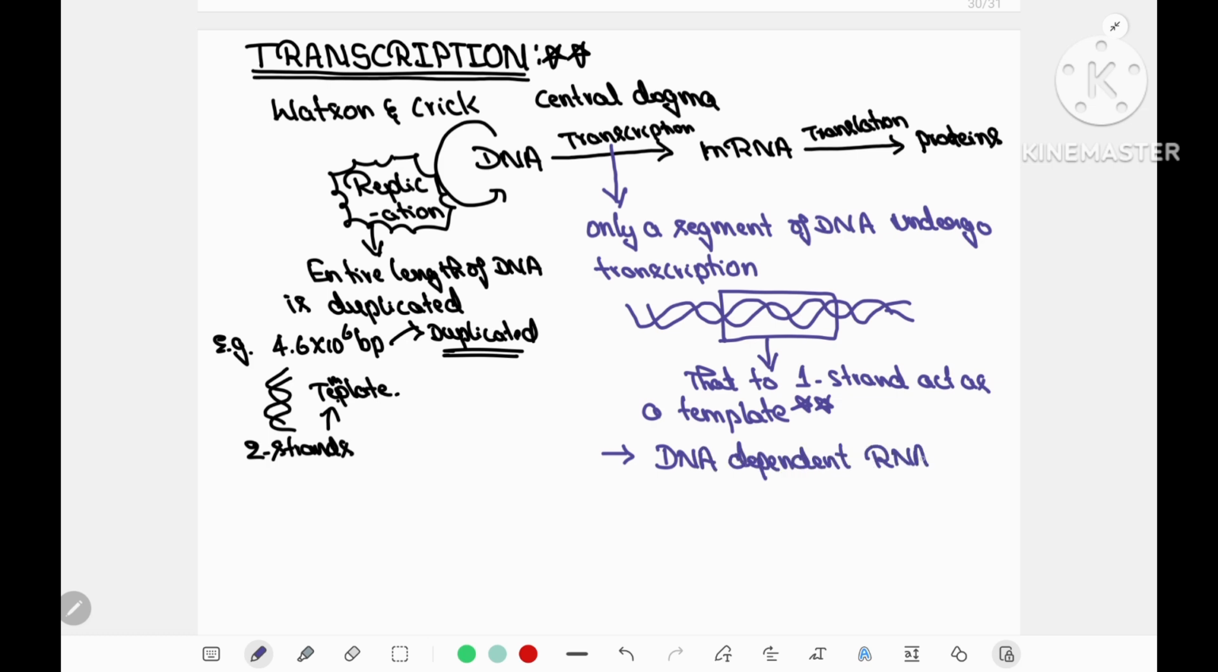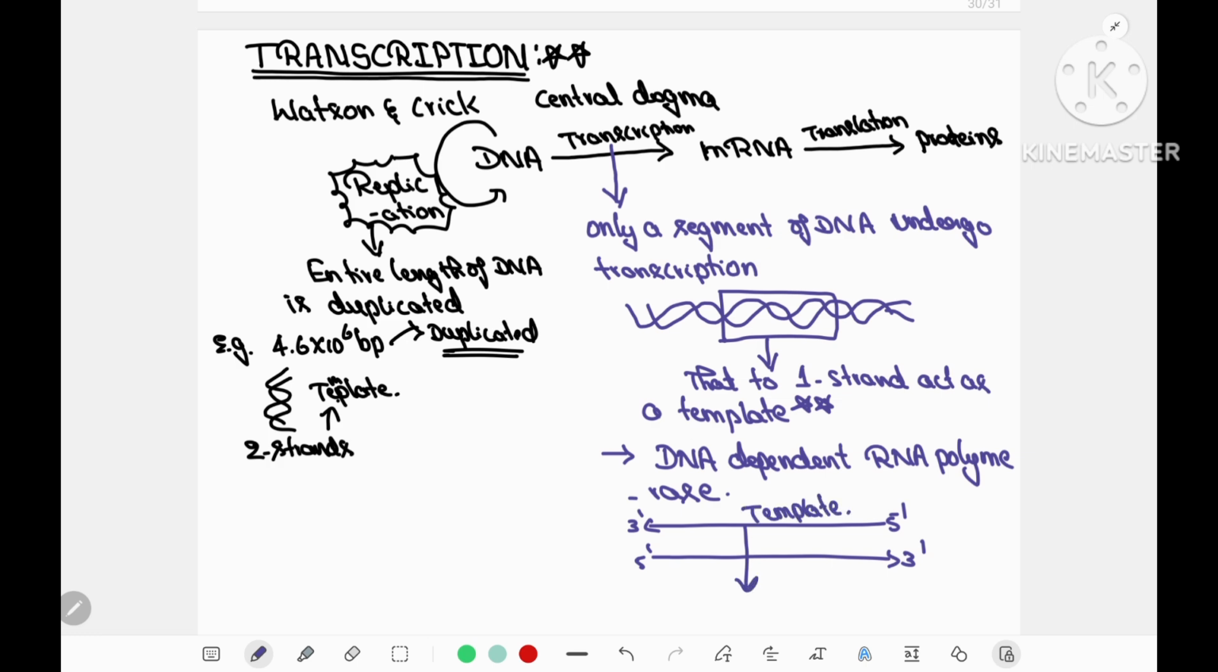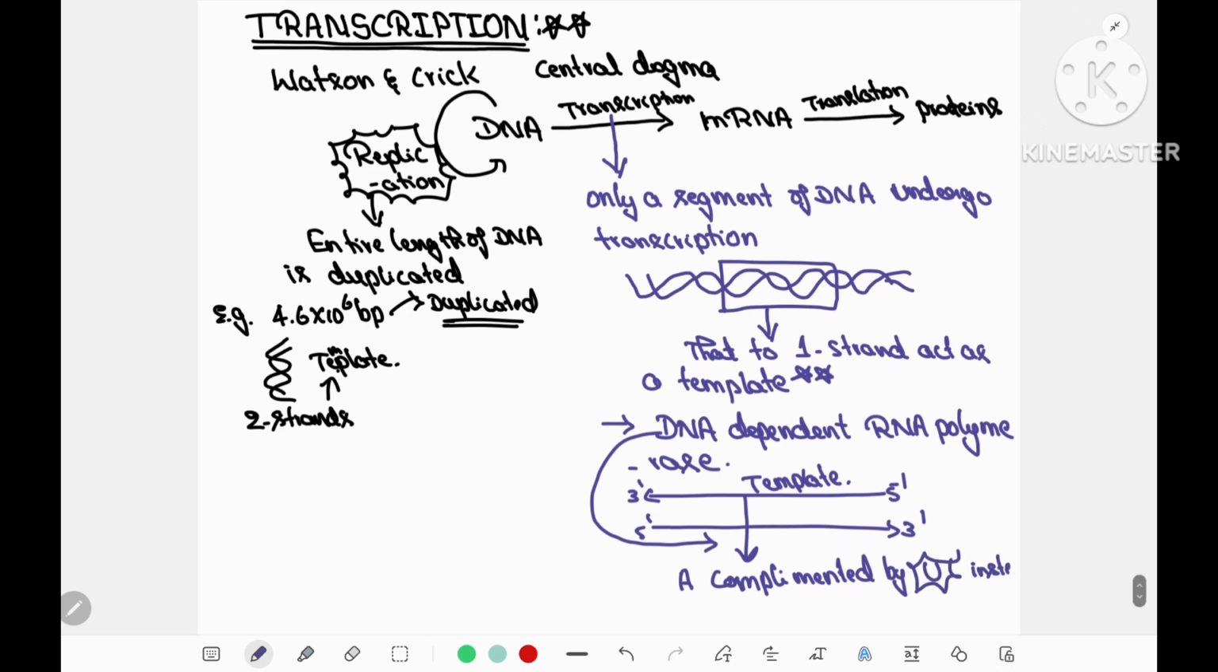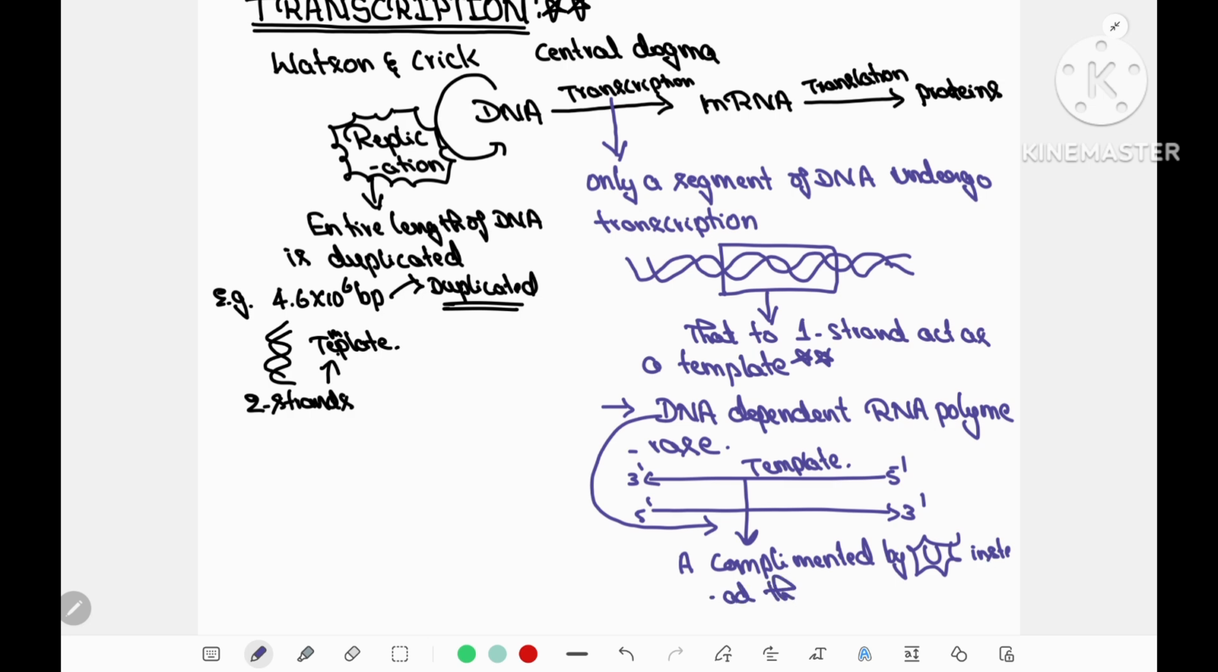transcription. And here DNA dependent RNA polymerase enzyme is responsible for transcription, whereas for replication it is DNA dependent DNA polymerase. Now this DNA dependent RNA polymerase can polymerize the RNA molecules in 5' to 3' direction. So it is similar to that of DNA replication itself, but here adenine is complemented by uracil.